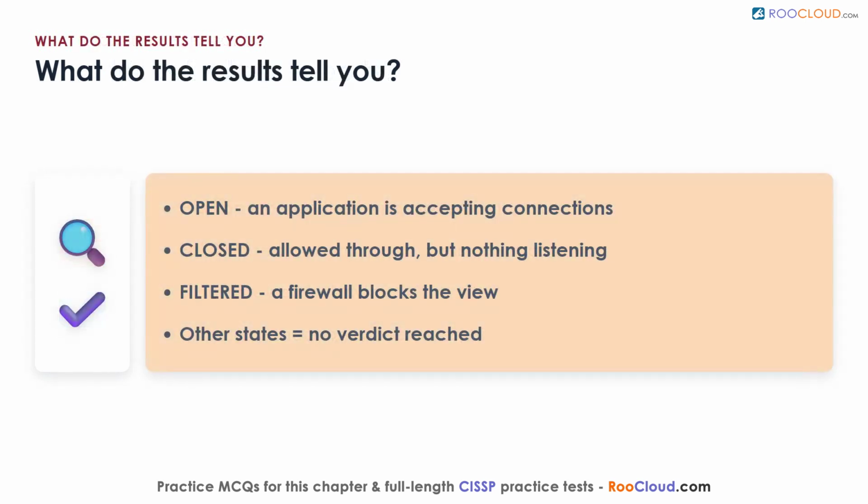What do the results actually tell you? For each port, the scanner reports a status. Open means an application is actively accepting connections there. Closed means the firewall allows access, but nothing is listening. Filtered means a firewall is blocking the scanner's view, so the state is unknown. A couple of other states signal that the tool simply could not reach a verdict. Reading these labels is like checking each door. Some are open, some are locked, and some are hidden behind a gate you cannot see past.